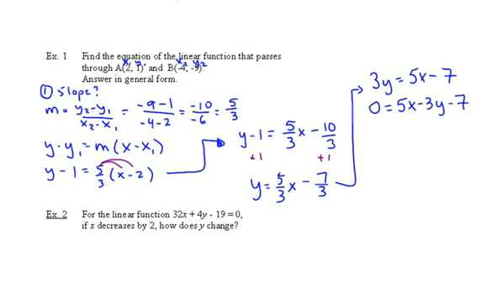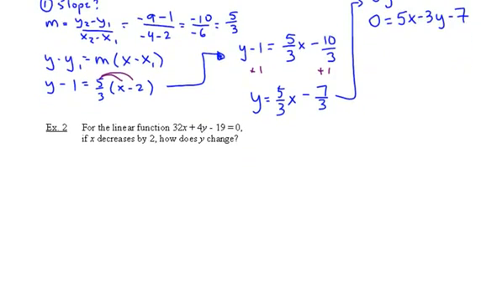Good. I like to get rid of my fraction first. You could bring the y over and then multiply everything by 3, but it's really your call. In general form, there cannot be fractions. That's just the rules of general form. You want to be in the general form club, you can't have fractions.